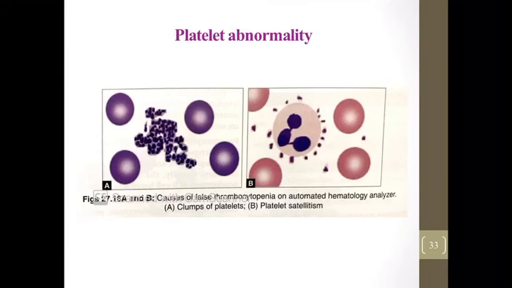Next, platelet abnormality. We have to look for any clumping of the platelets, because if clumps of platelets are present, the platelet count can give a wrong result. So we have to see whether clumps of platelets are present in the peripheral smear or not. Next, satellitism of the platelets. Platelets are arranged around the neutrophils, called platelet satellitism. In this case also, a false result can be seen in the smear. Other abnormalities are giant platelets and agranular platelets. These are all seen in different disorders. So we have to look for all these things.